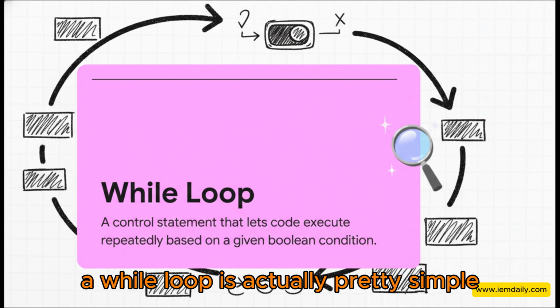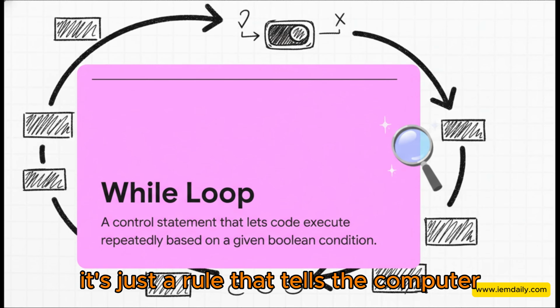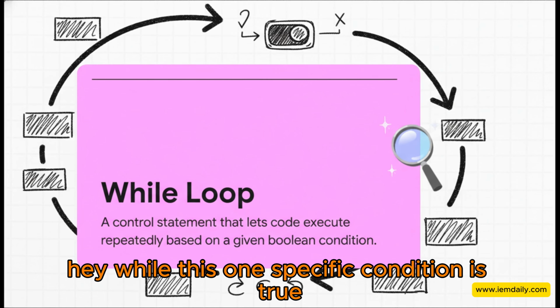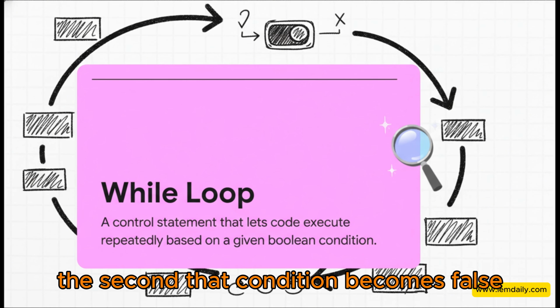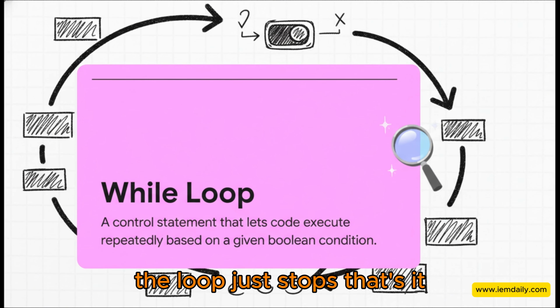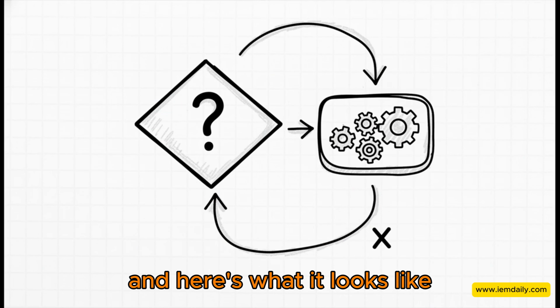A while loop is actually pretty simple. It's just a rule that tells the computer, hey, while this one specific condition is true, I want you to keep running this chunk of code. The second that condition becomes false, the loop just stops. That's it. And here's what it looks like.